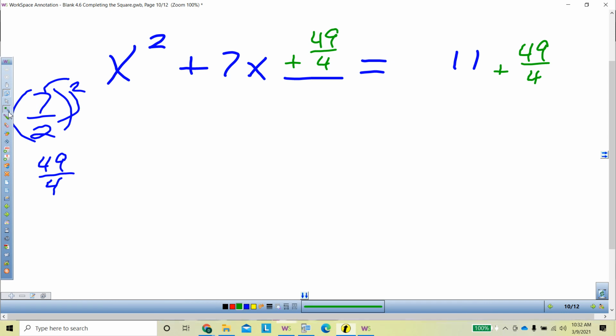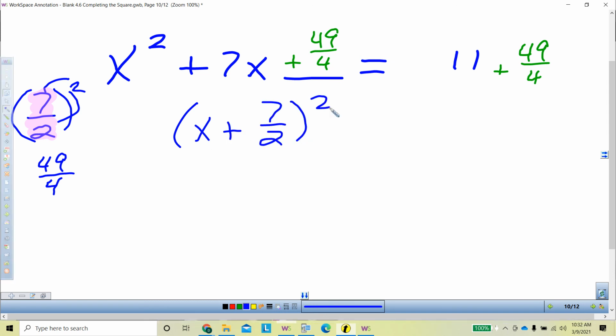Okay, so we just created a perfect square trinomial on the left side. Here's where it's important to look at the step before you square, because this left side just factors to (x + 7/2) squared. Again, that 7/2 just came from right there, so you don't have to tax your brain. Now we have to add that whole number 11 and 49/4.